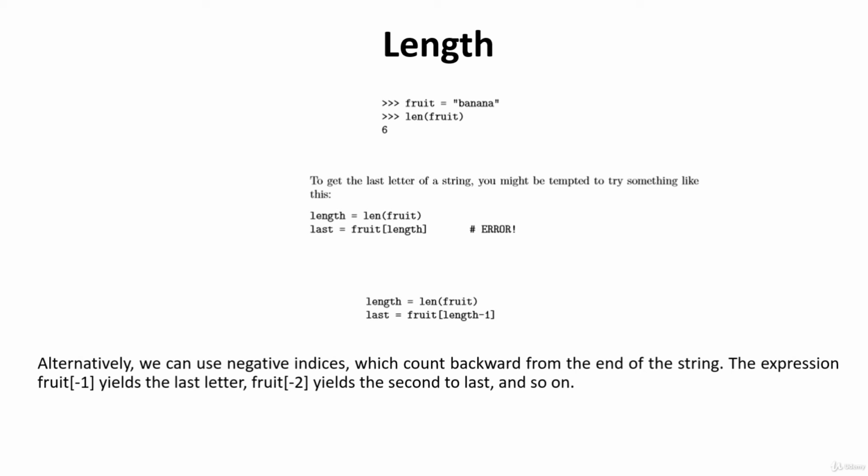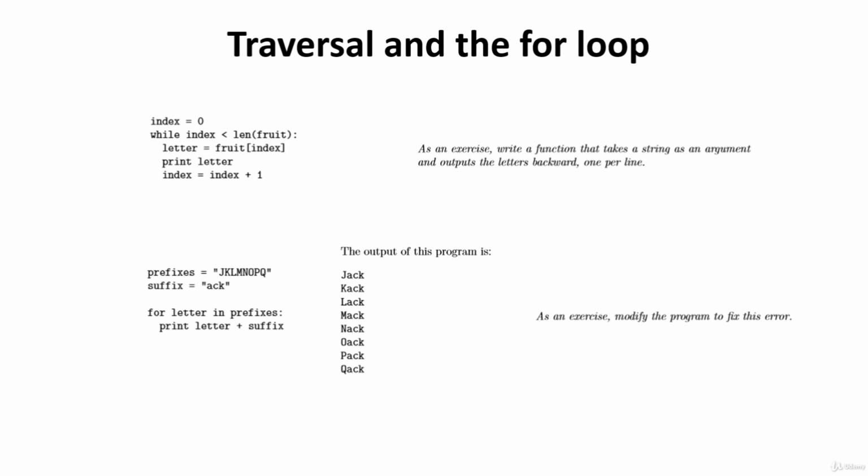Now we will discuss traversal and the for loop. A lot of computations involve processing a string one character at a time. Often they start at the beginning, select each character in turn, do something to it, and continue until the end. This pattern of processing is called traversal. One way to encode a traversal is with a while statement, which we discussed in my previous lecture.